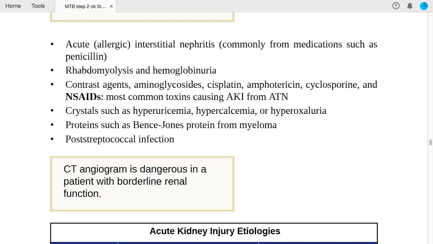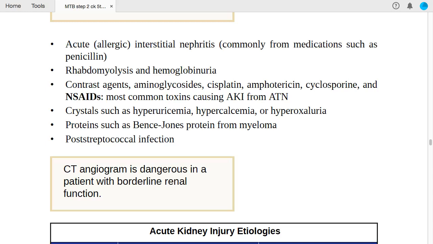And what are the causes? The causes may be contrast agent, aminoglycosides, cisplatin, amphotericin, cyclosporine, NSAIDs. They cause intrinsic renal pathology that leads to acute tubular necrosis, and because of that, you're going to see acute kidney injury.